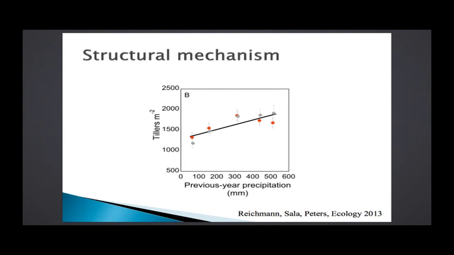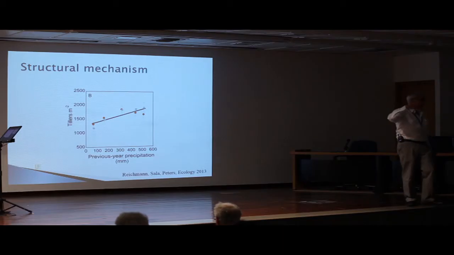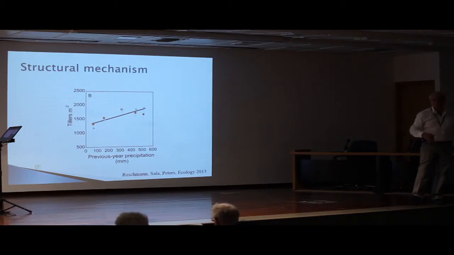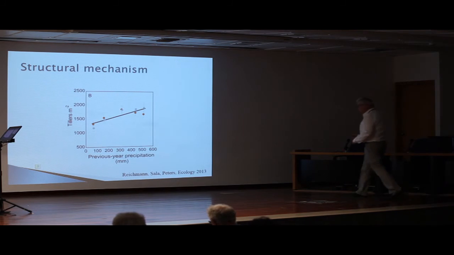So what happens is a very dry year constrains the number of tillers, and therefore, you know what tillers are? Little branches of grasses. So the density of tillers constrains the ability of the ecosystem to take advantage of the abundant resources of a wet year. And the same thing happens in a very wet year: there are not enough structures to fully take advantage of the resources.